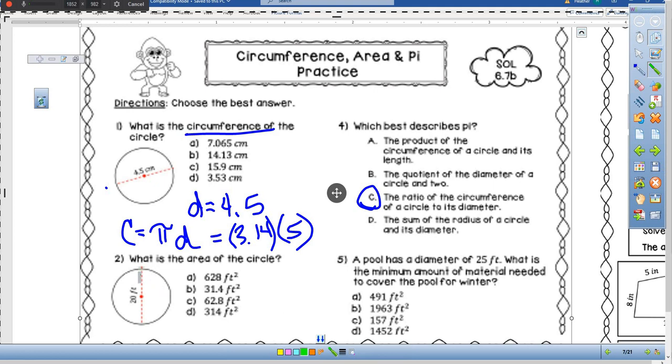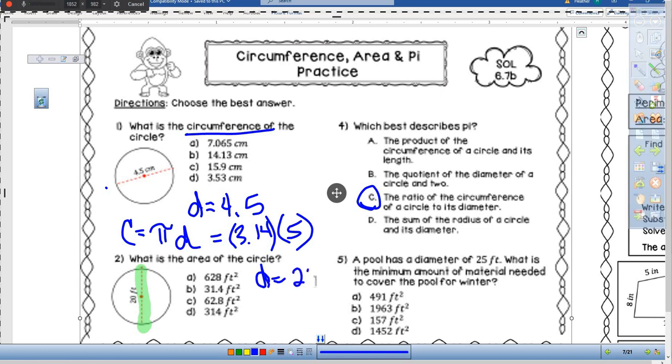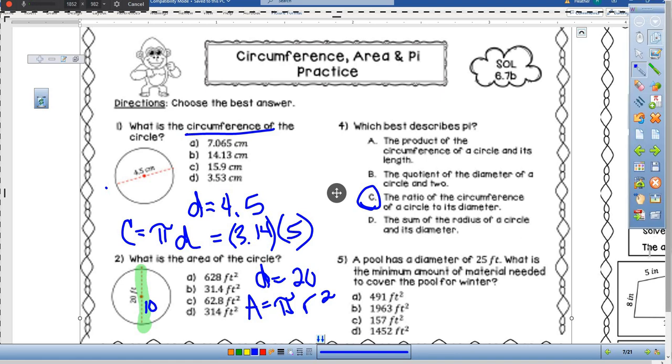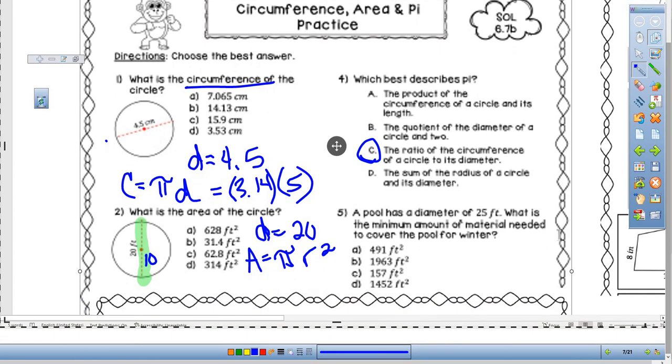If it goes all the way across, then I'm given my diameter is 20. But my formula, if I look on my formula sheet, area is A equals pi r squared. So I don't need my diameter, I need my radius. If the diameter is 20, then my radius is going to be 10. All right, so I look at that then.